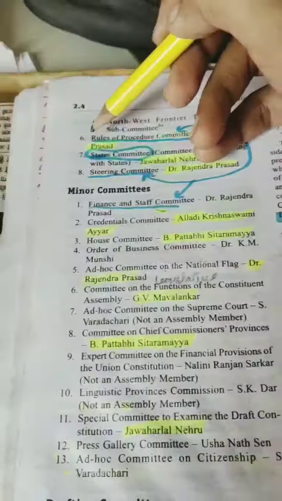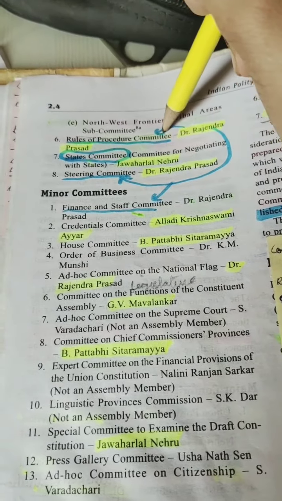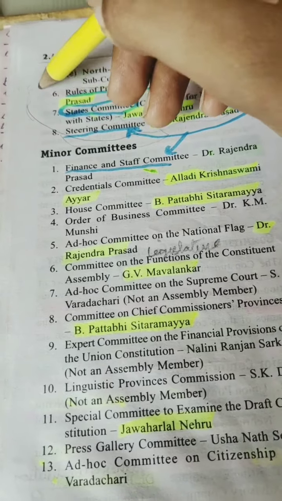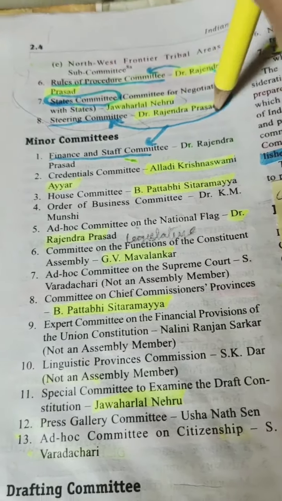Then we have the Rules of Procedure Committee, again Dr. Rajendra Prasad, the States Committee, Jawaharlal Nehru, and the Steering Committee, Dr. Rajendra Prasad. So what is the steering committee? The committee that looks into the motion of the work and everything. That was Dr. Rajendra Prasad.